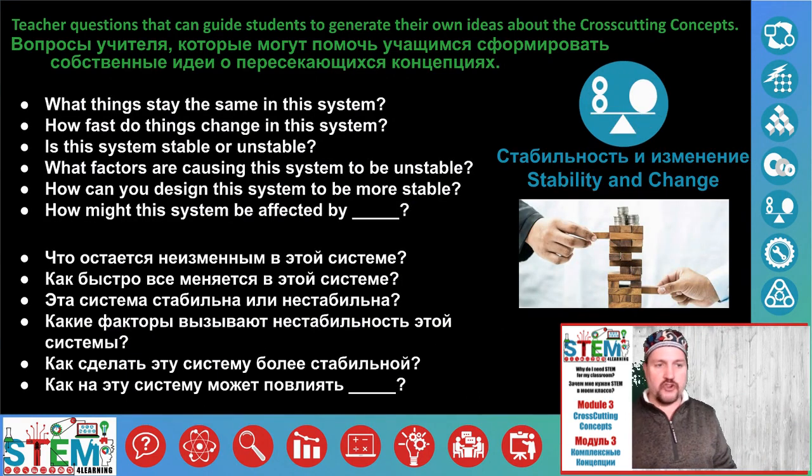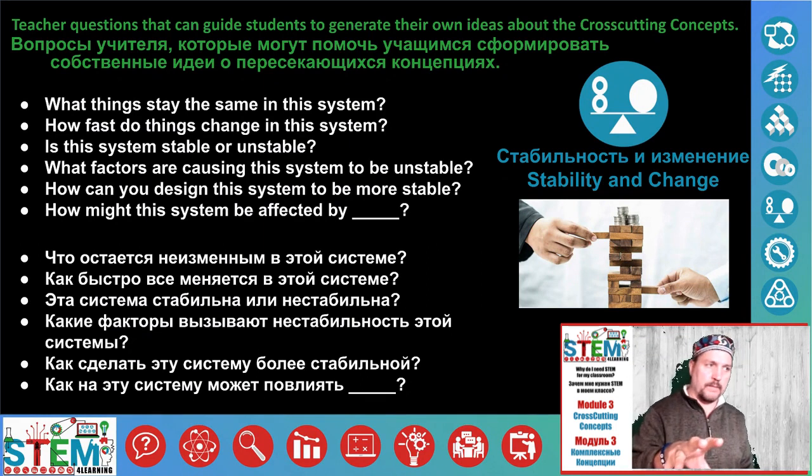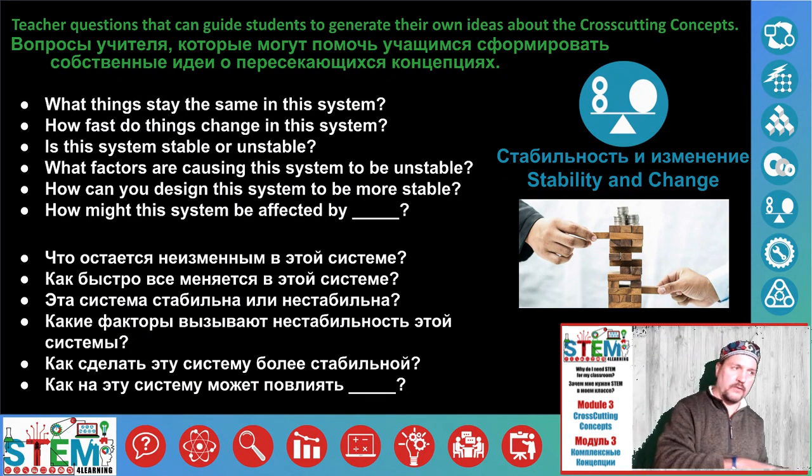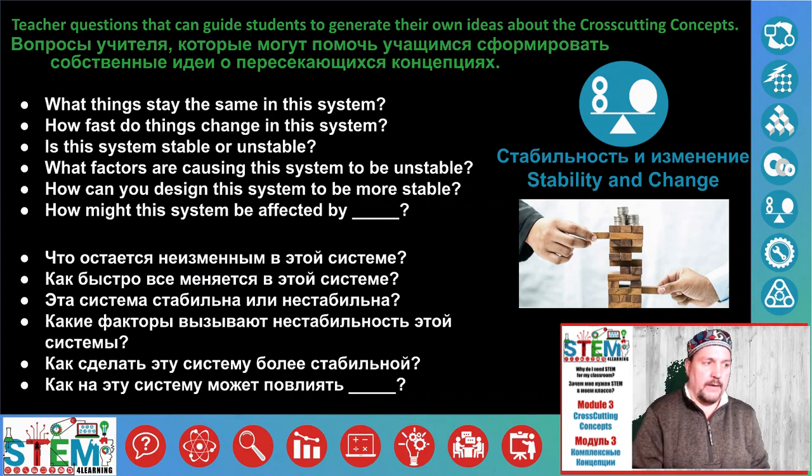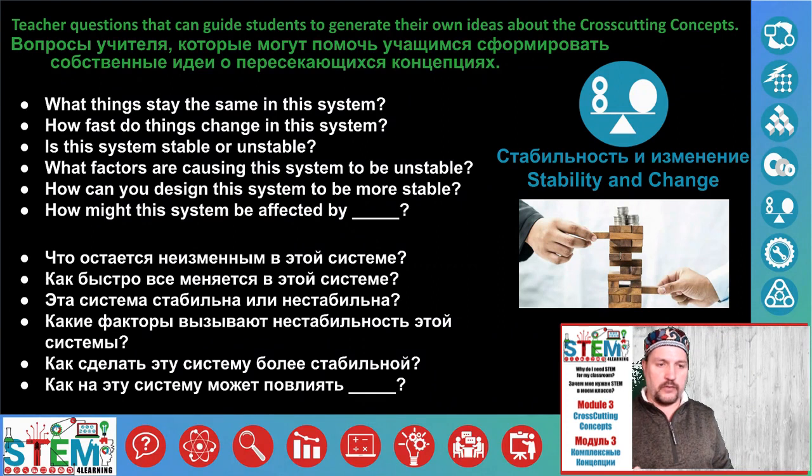Okay, stability and change. Why are things staying the same? How fast do they change? Do they change? Is it stable? Is it unstable? And what's causing that? Okay, how do you design a system to be more stable?